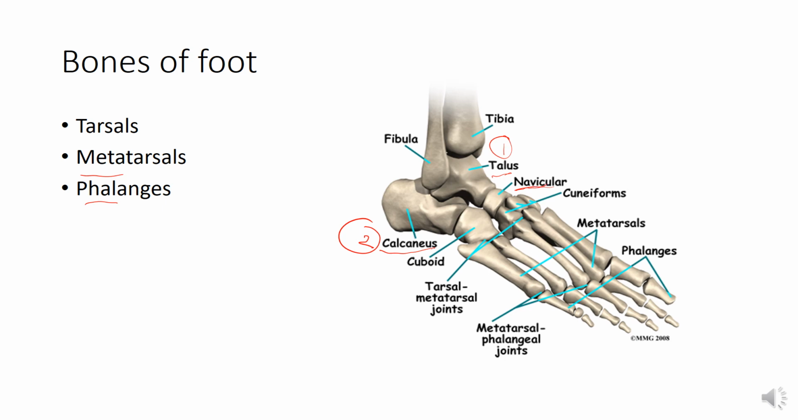on the medial side, the cuboid shaped bone on the lateral side, and 3 cuneiform bones medially anterior to the navicular bone. The talus articulates with the tibia and fibula at the ankle joint. Here you can see the talus is articulating with the tibia and fibula, and this is forming the ankle joint.